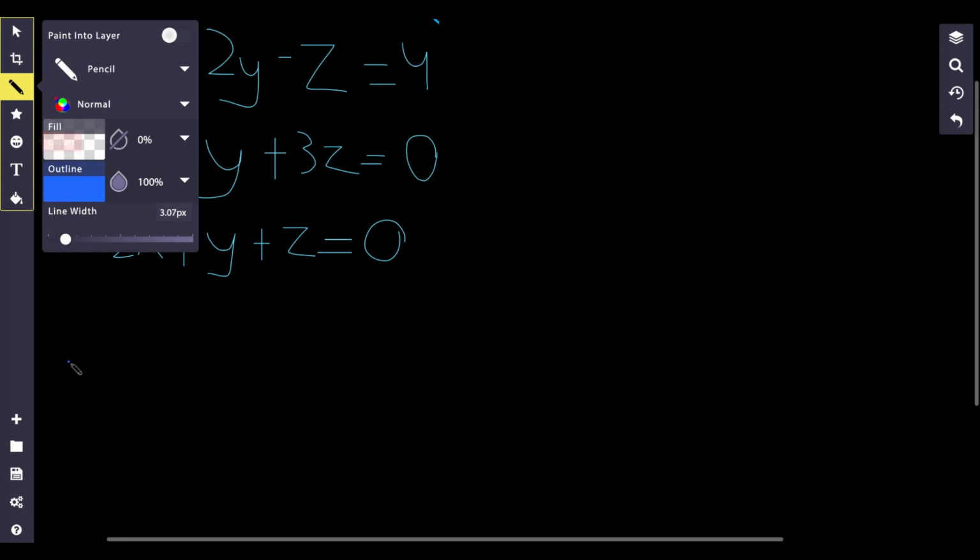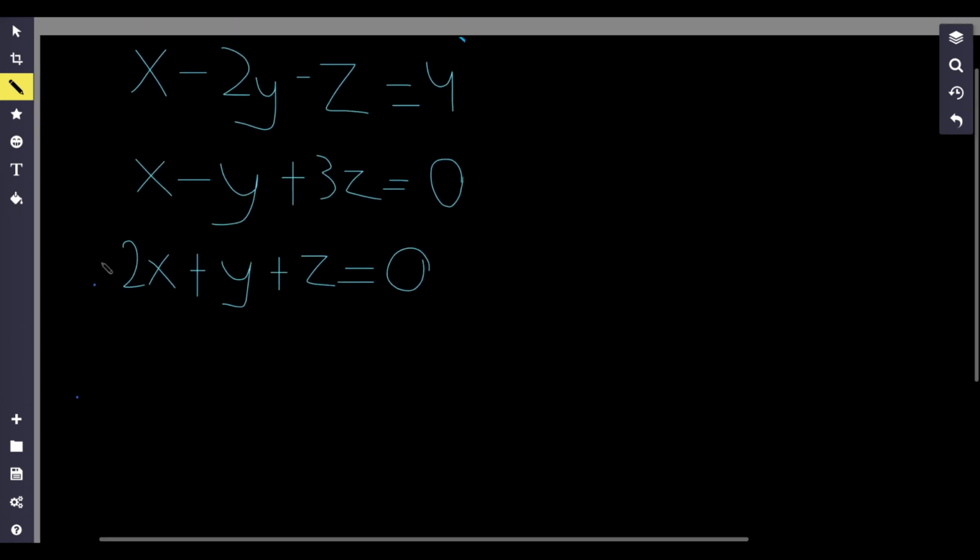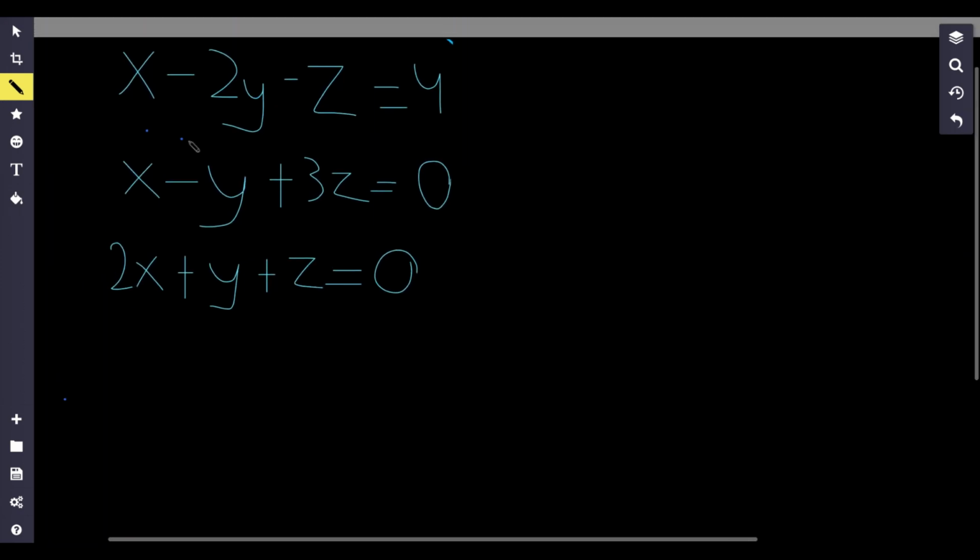Alright, so how to solve a three variable system of linear equations. So we're going to be solving this by elimination, and here are just two examples of elimination in case I don't know what that is.